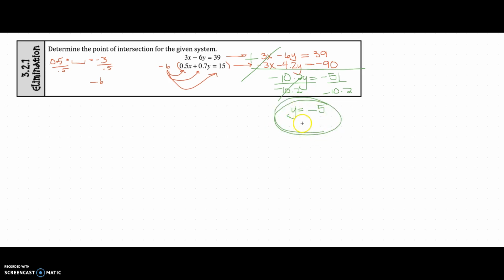So that is only half of my answer, so I now need my x value. I can plug it into any of the original equations or these two that I kind of messed with. I'm going to go with the top one because that one doesn't have any decimals. I think that would probably be the easiest. So I'm going to do 3x minus 6 times -5 equals 39. So -6 times -5, 3x is going to be plus 30.